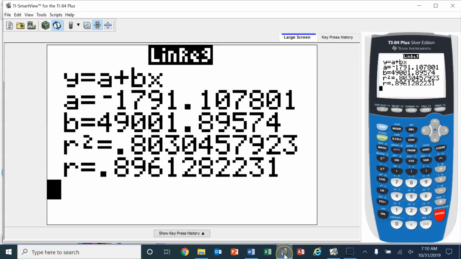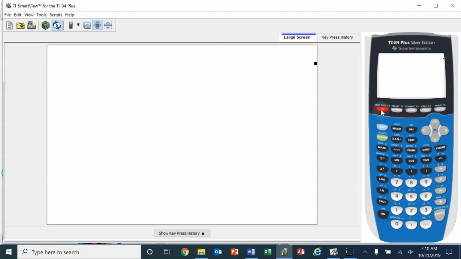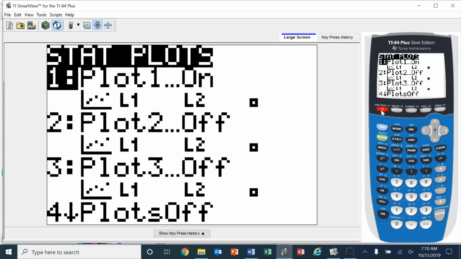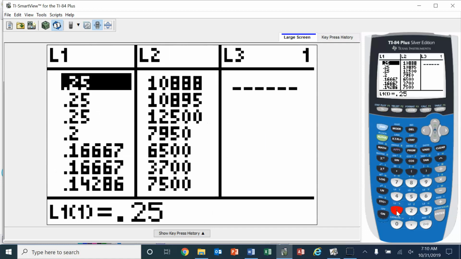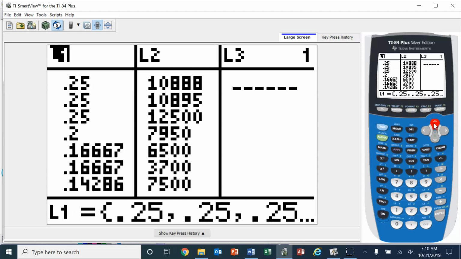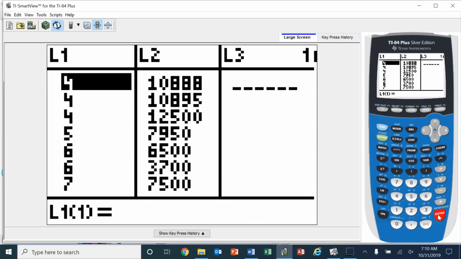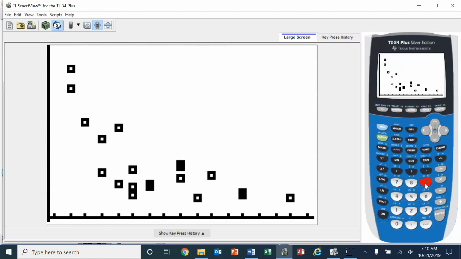All right, back to the calculator. So now we're going to go back to our stat plot. Nope, not yet. So we're going to go to our edit. We need to change it back to the original. So again, you dump the original in list 4. So we're going to put the originals back. There we go. So now when we do the zoom 9 again, there we go. It's all back to normal.